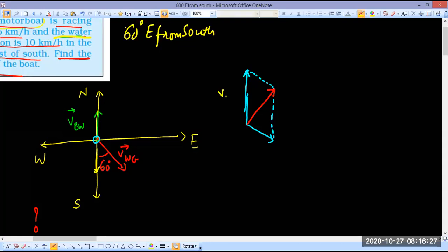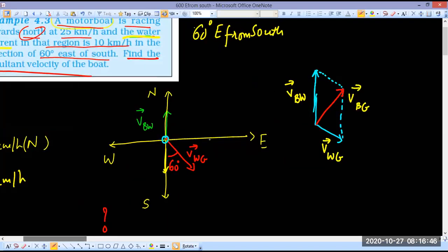This is VBW, that is velocity of boat with respect to water. This is VWG, that is velocity of water with respect to ground. And this red arrow, which is resultant, is the velocity of boat with respect to ground. So now this is what we have to find. So first of all, you see here you can do it by components. Okay, it's not wrong. You can do it by components also, and you can do it by resultant magnitude. So let's do it by resultant magnitude.